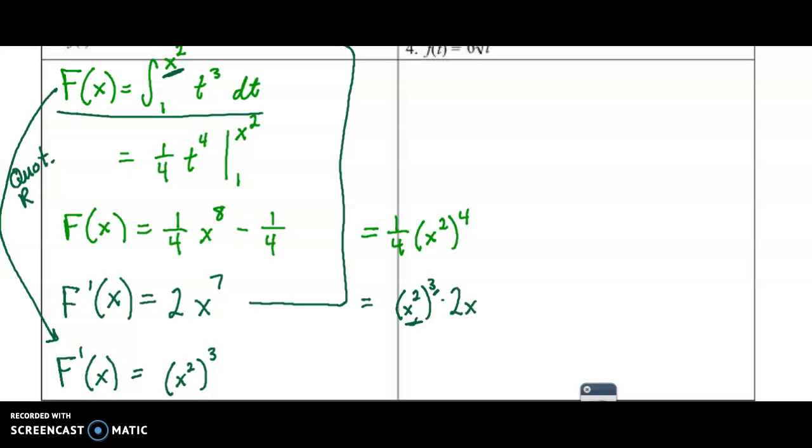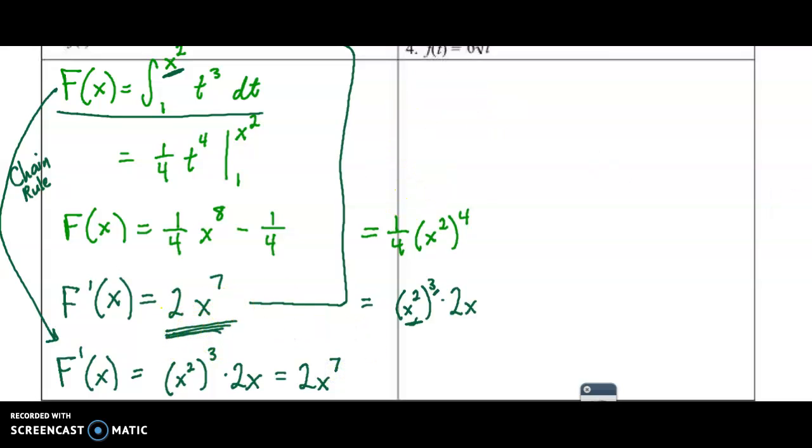I'm struggling today. I'm sorry, that's not the quotient rule. That is the chain rule, which would say then you have to take the derivative of the inside. Well, what is the derivative of the inside? Well, the inside being x squared would be times 2x. And now when I simplify that, x squared cubed is x to the 6th times 2x would give you 2x to the 7th, which now matches this answer.